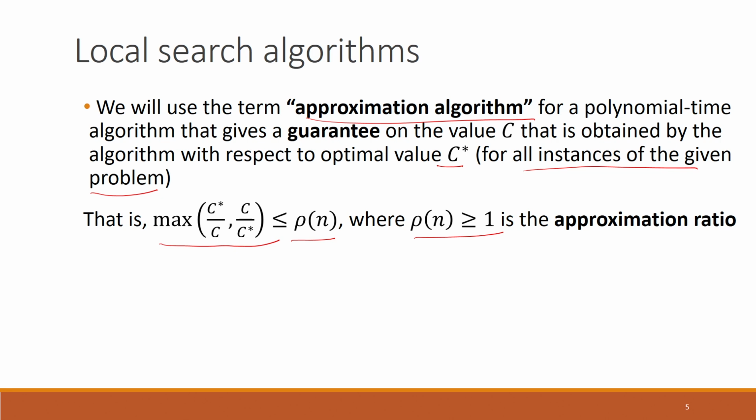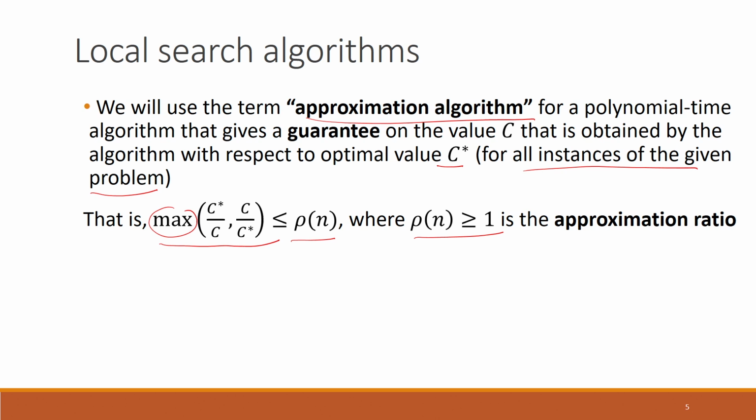Okay. Now, you might be wondering why there is a max present here. This max is present because this definition of approximation algorithm holds for both maximization and minimization problems. For example, when we were discussing the travelling salesman problem, that is a minimization problem because we want to minimize the length of the tour that is obtained.